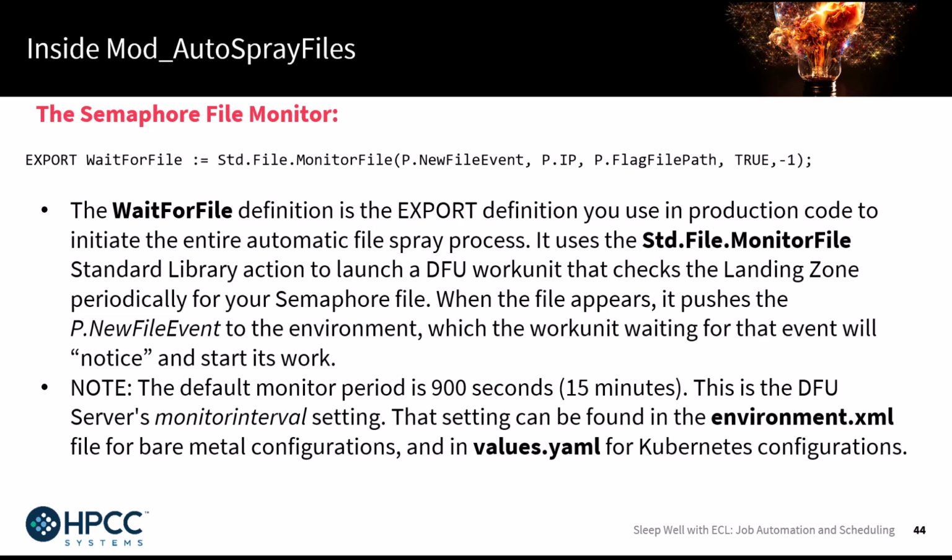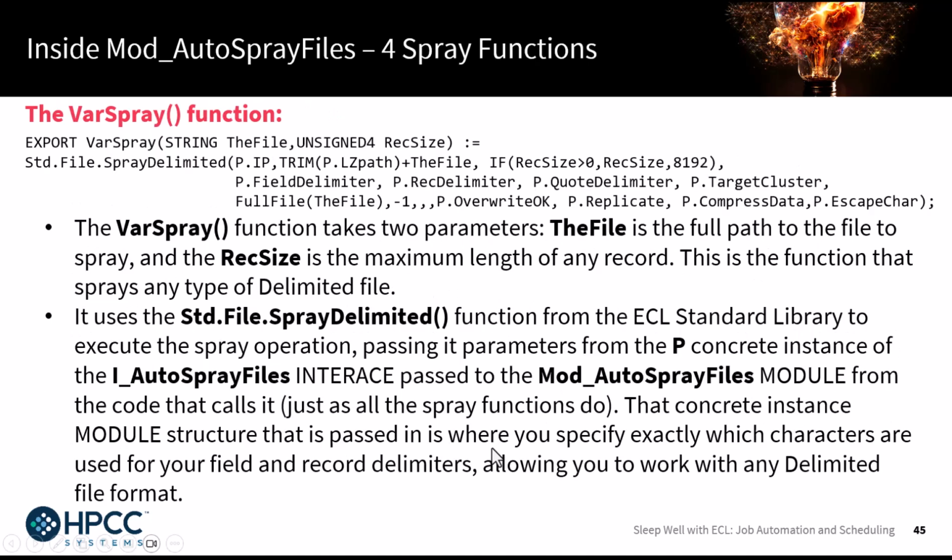The default monitor period in the DFU is 15 minutes, 900 seconds. This is our monitor interval setting. The setting can be found in your environment.xml file for bare metal configurations and in the values.yaml for Kubernetes configurations. So we also have a function now that will take two parameters. The file is the file to spray, and the record size is the maximum length of any record.